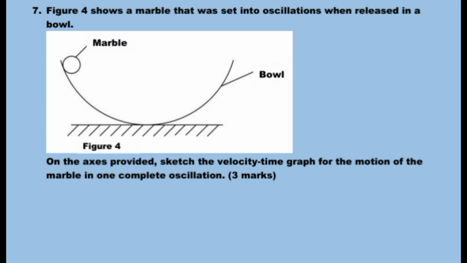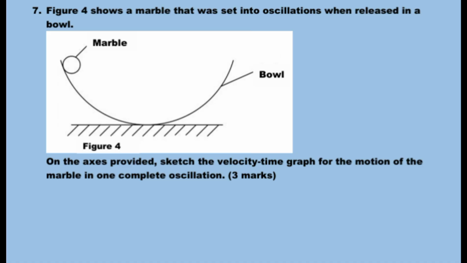Figure 4 shows a marble that was set into oscillations when released in a bowl. So we have the marble there, we have the bowl. On the axis provided, sketch the velocity time graph for the motion of the marble in one complete oscillation.